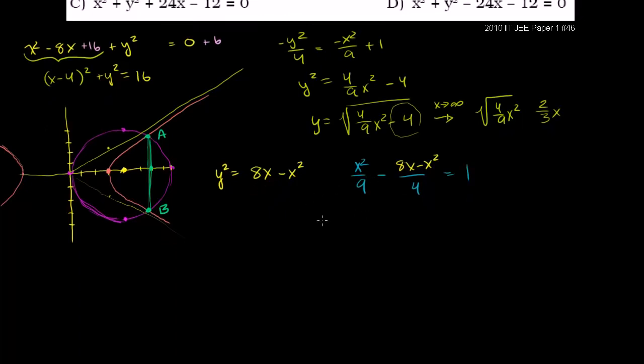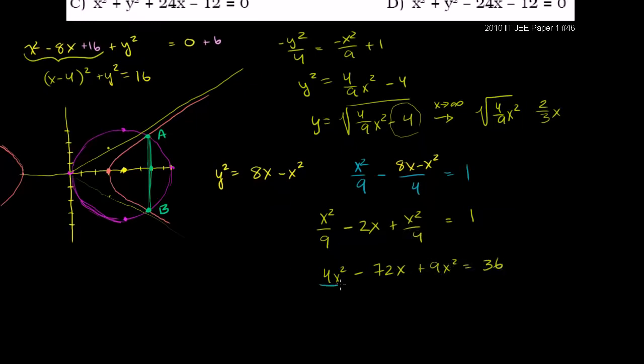Let's simplify this. So this tells us that x squared over 9 minus 8x over 4, so minus 2x, plus x squared over 4. I just distributed essentially the negative 1/4 over both these terms, is equal to 1. Let's see, we can multiply the whole thing times 36 to get rid of these fractions, because that's 4 times 9. So 36 divided by 9 is 4, so this is 4x squared minus 36 times 2 is 72, 72x, plus 36 divided by 4 is 9, plus 9x squared is equal to 36.